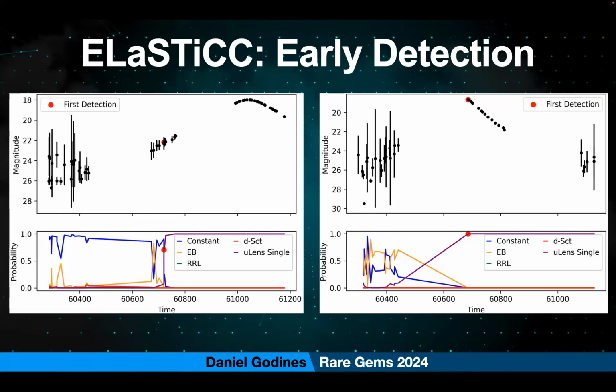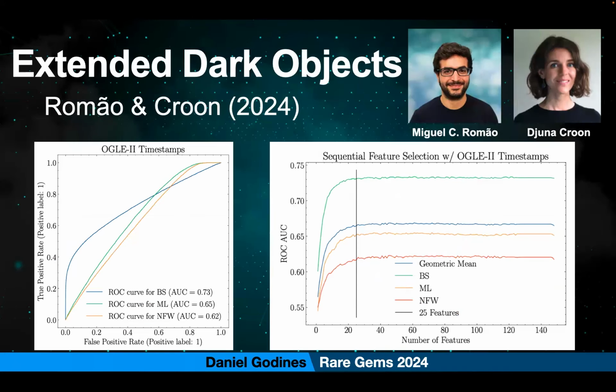So that's very encouraging. I also want to highlight some work that's being done by Miguel Ramon and Juna Kroon at the University of Durham in the UK. They took the program, microLIA, and then they implemented their own models, simulating Boltzmann stars and these NFW subhalos. They're very similar to lensing. So the ROC curve shows AUCs of about 0.6 to 0.7. Reasonably well, but they use OGLE-2 timestamps.